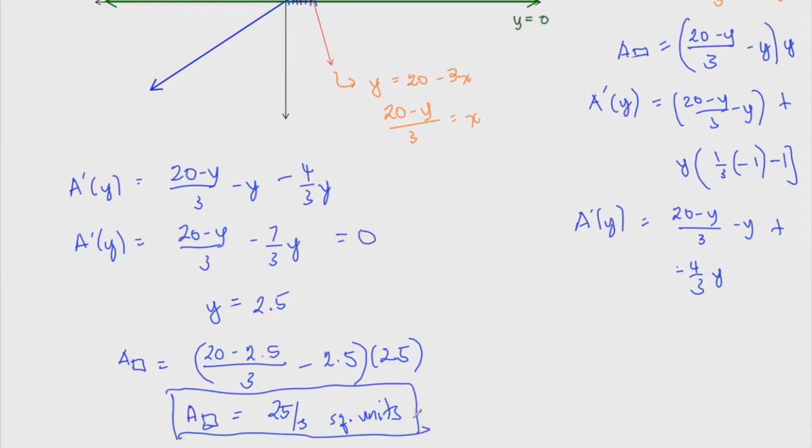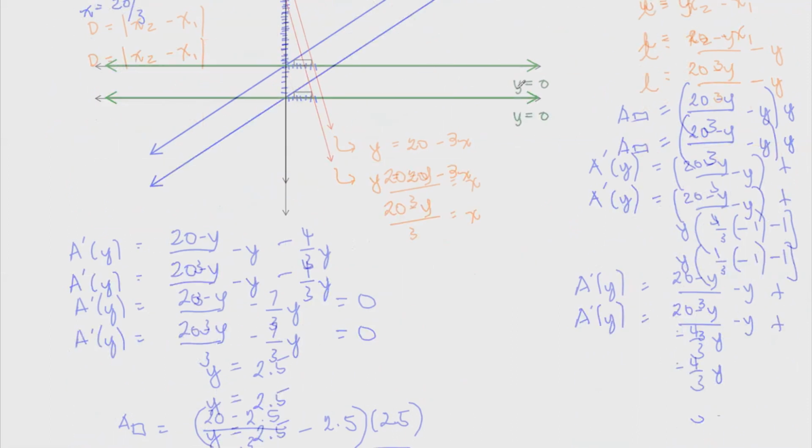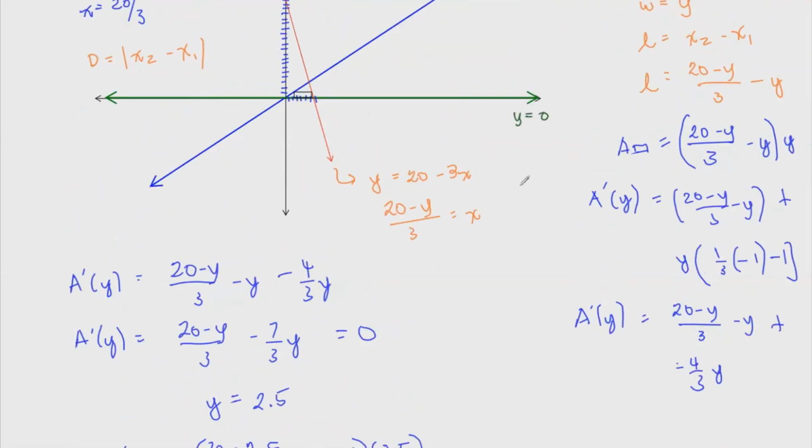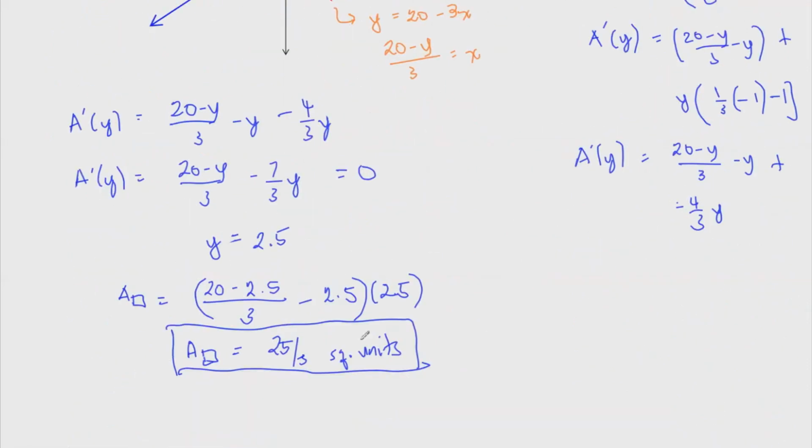Now, in this problem, the answer is actually 20/3. That's actually a typographical error, so bear with it. This should be 25/3 square units.